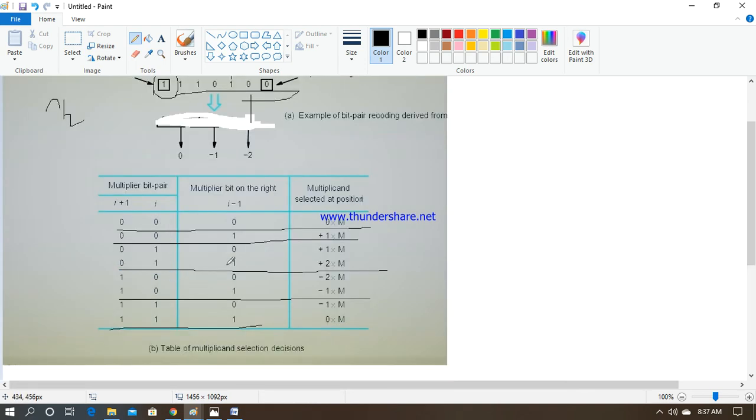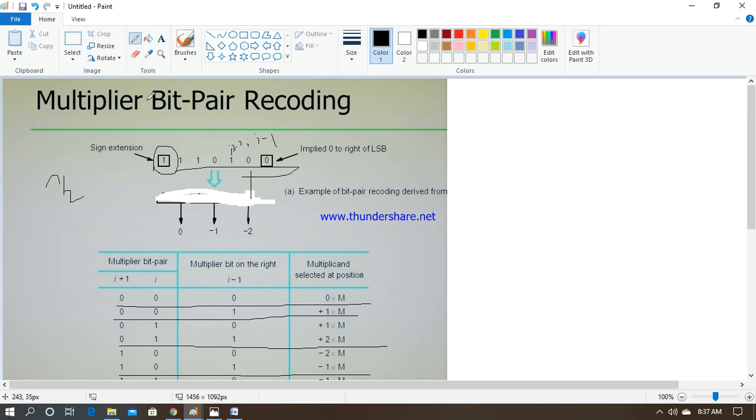So remember this table; only then can you derive any bit pair recoding. We are doing this to make multiplication fast and reduce the number of steps. Now we go for the example.